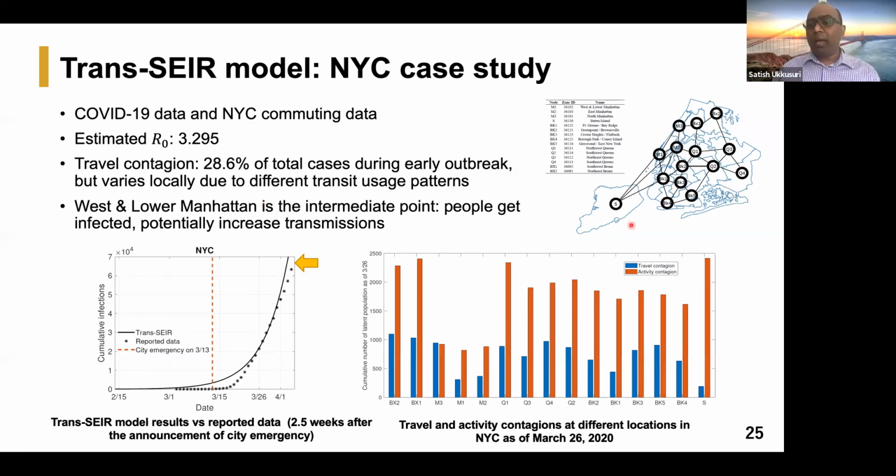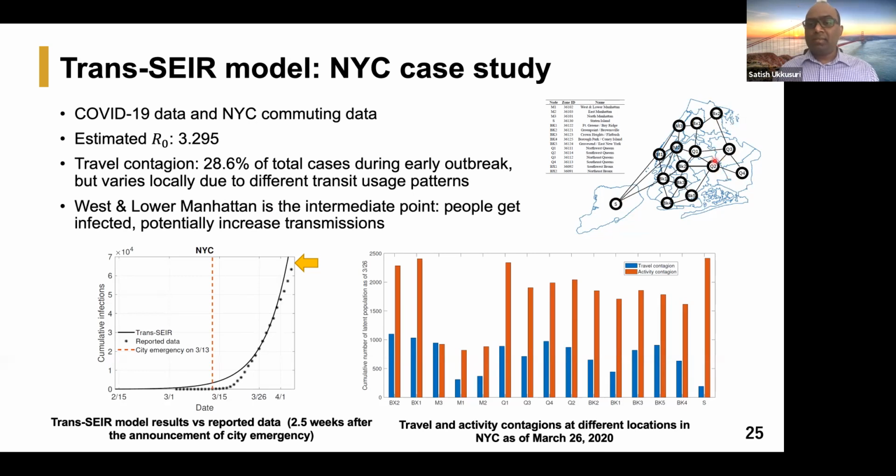So we have applied this trans SCIR model in New York, and we have aggregated the zones in New York based upon some of the administrative boundaries. For example, all of Staten Island is captured by one single node, Manhattan by 3 nodes, Queens by 4 nodes, Brooklyn by 5 nodes, and so on, and the Bronx by a couple of nodes.